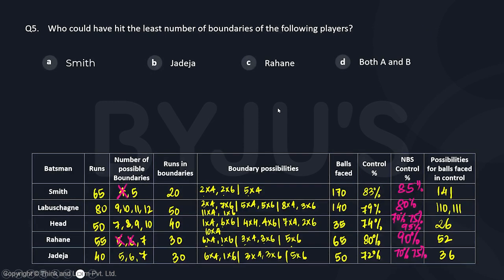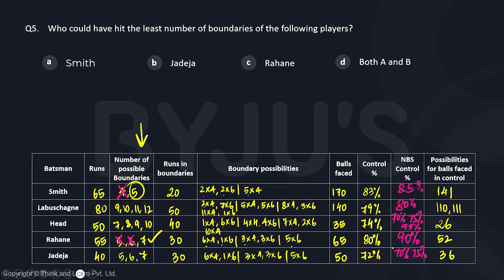Question number 5. Who could have hit the least number of boundaries of the following players? So if you look at the number of boundaries, the least was hit by Smith. Even if we take Lab or Head, it's going to be at least 9 or 7. And for Rahane, we definitely know it's 7. So it's going to be Smith. And if we talk about Jadeja, we can have any one of these 5, 6, and 7.